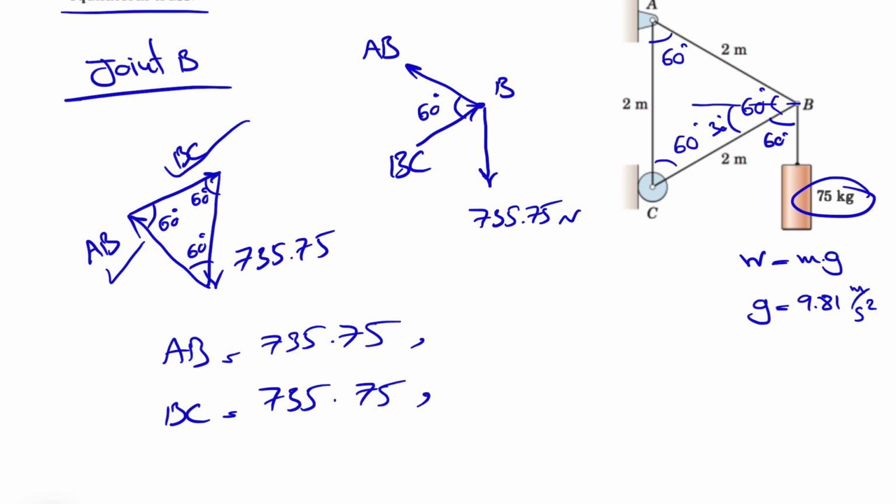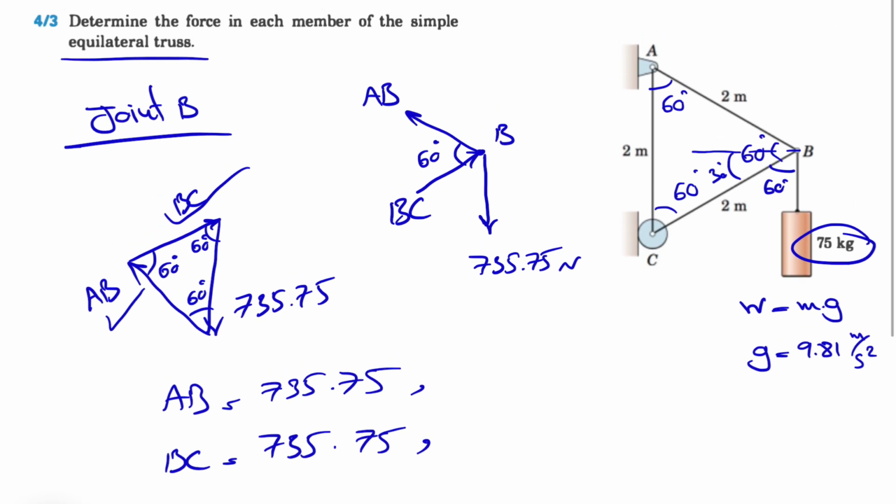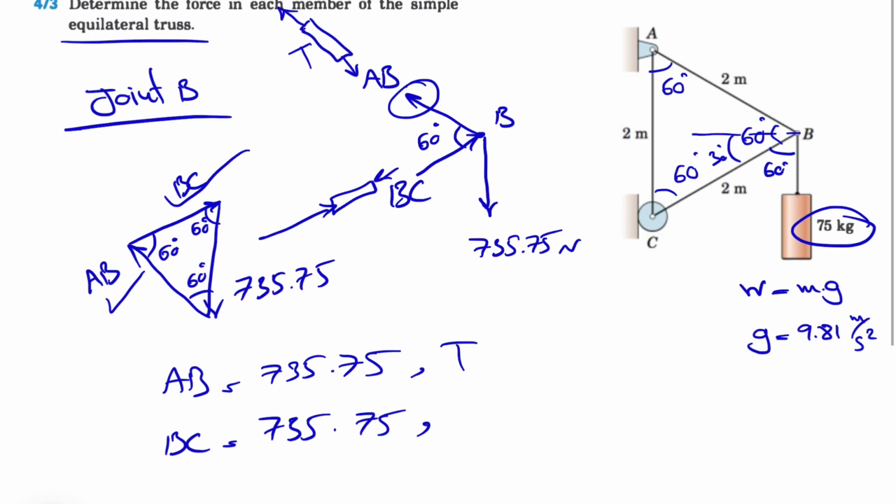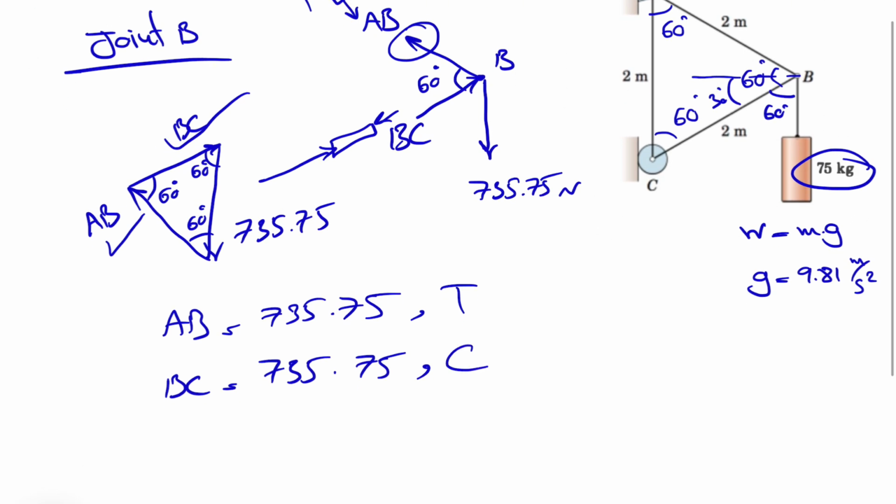And that's not over. We have to show whether each member is in tension or compression. And for doing that, we know that this force that we have in here for AB is the force that is applied from the joint to the member. So based on Newton's law, the force from the member to the joint has to be in the opposite direction. So this will be in tension. Our AB is in tension. And we have the same thing for BC. The force from the joint to the member has to be in the opposite direction. So the member BC will be in compression.